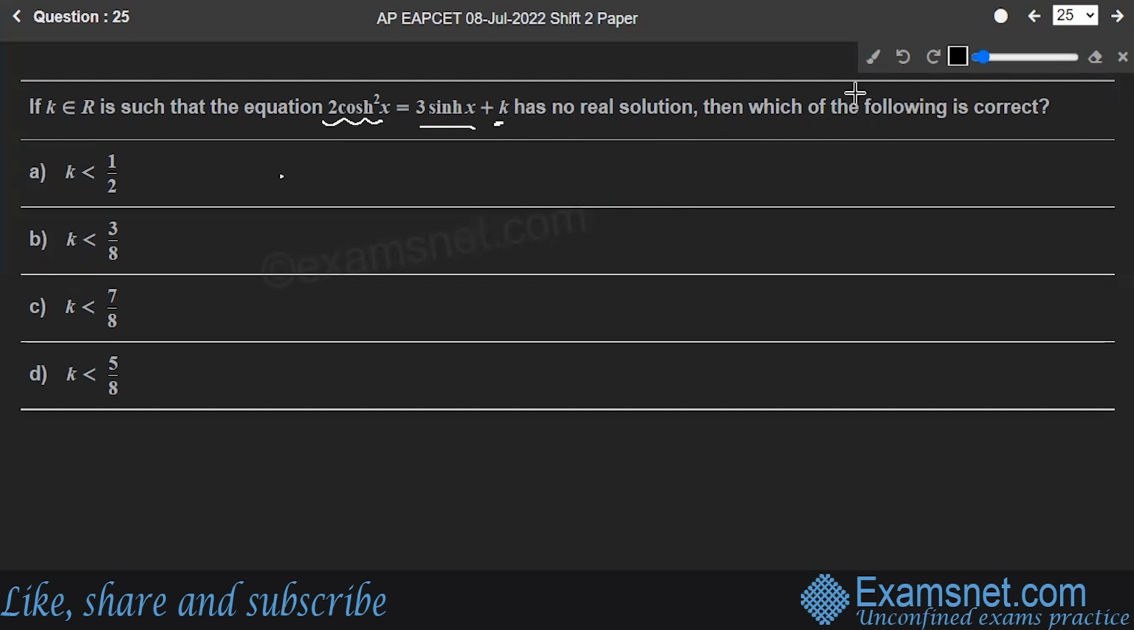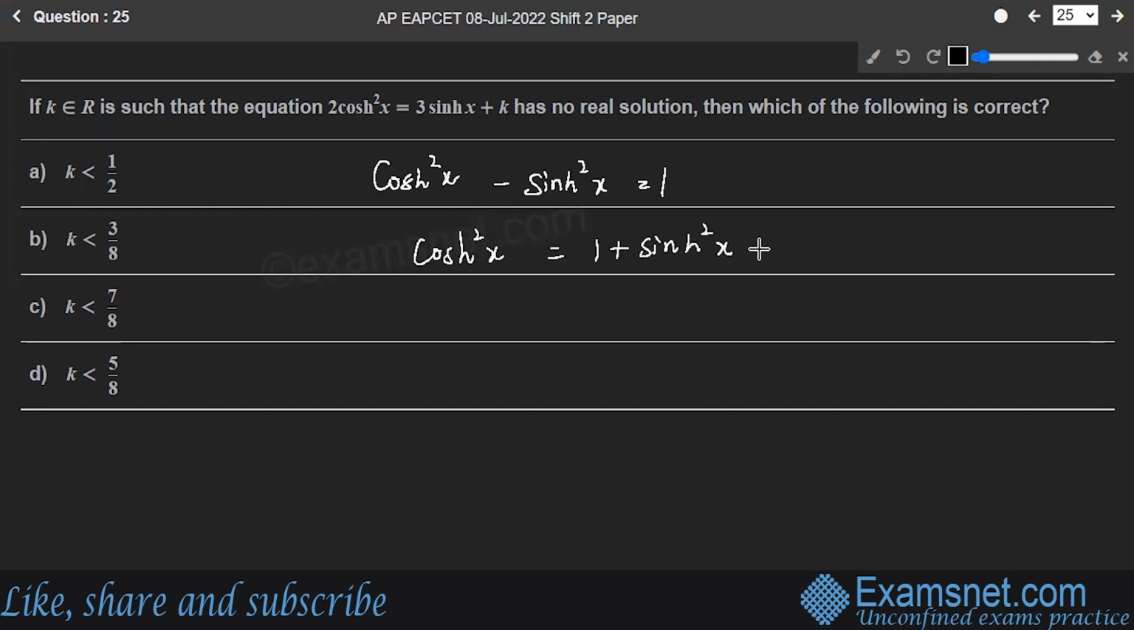Let's start with this. You know one thing for such types of questions: cosh square x minus sinh square x is equal to 1, which simply means cosh square x is equal to 1 plus sinh square x, right? This cosh square x can be written as 2 into 1 plus sinh square x. See, what I'm doing is actually filling in this cosh value over here.